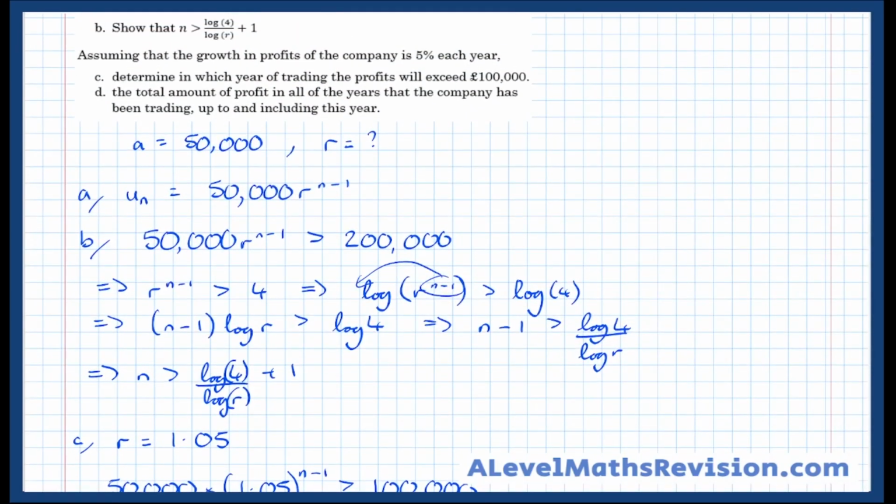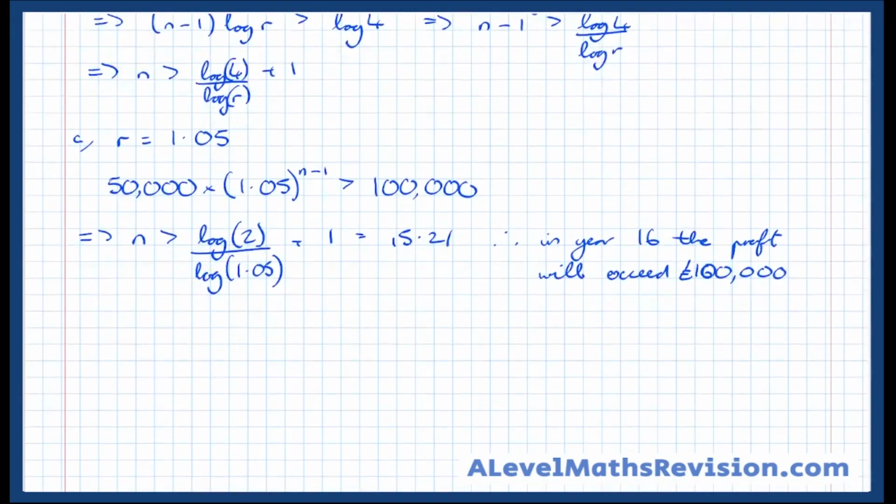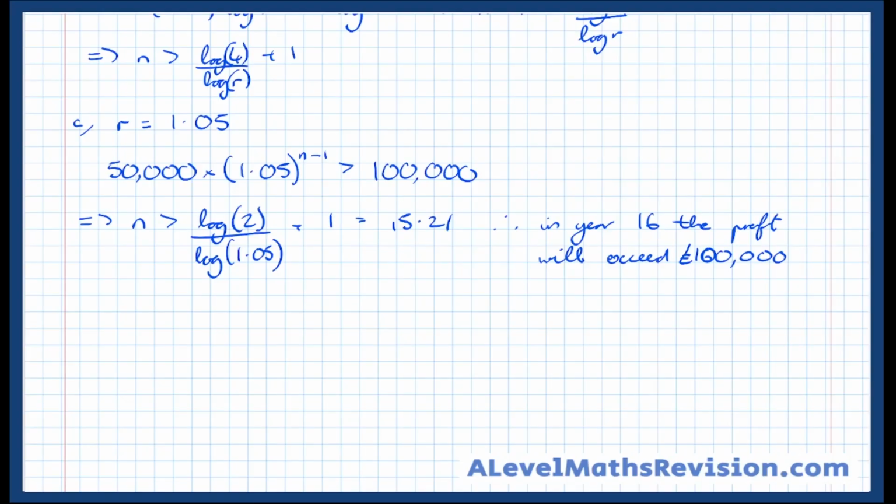And D, it's asked us to find the total amount of profit in all of the years that the company's been trading up to and including this year. It's asking us to find S16. So part D, S16. So pause it if you want, get the relevant formula up. Always have your formula sheet to hand when doing this. If you haven't got one, Google it. Google your exam board's formula sheet and print one out. It's imperative that you've got it.